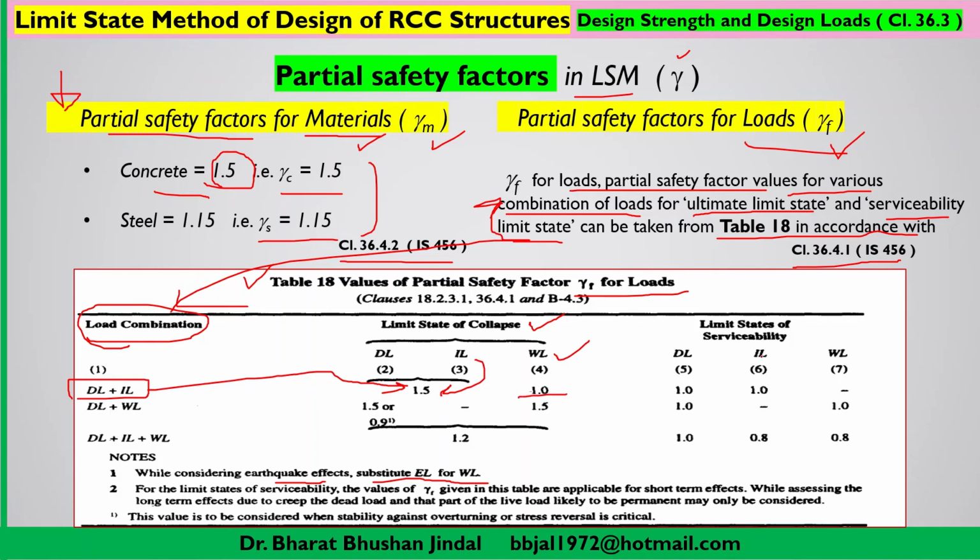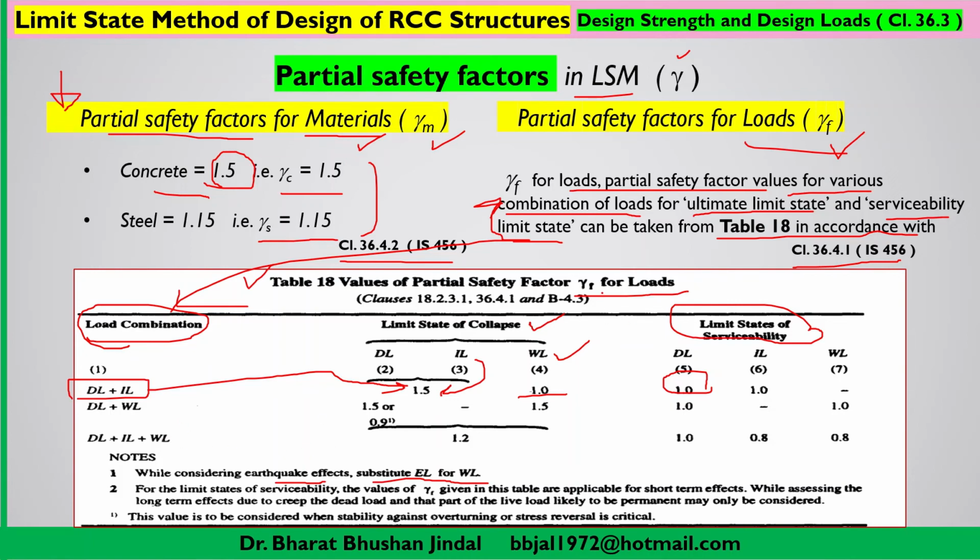Now, if you take the value for limit state of serviceability, this partial safety factor for dead load, which was 1.5 here, you will take it as 1 for this type of combination. And imposed load 1, and wind load it is not specified in the code. So accordingly, what are the various types of combination of loads you are taking into consideration?